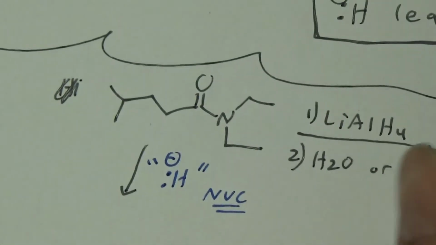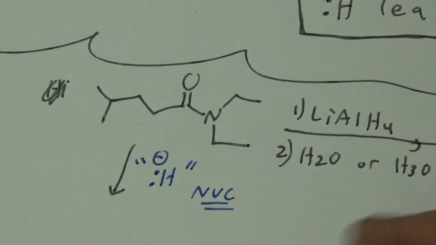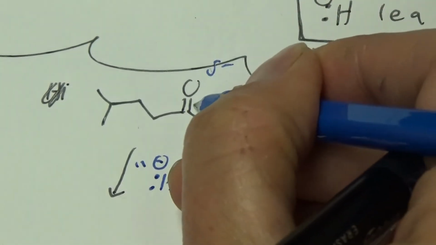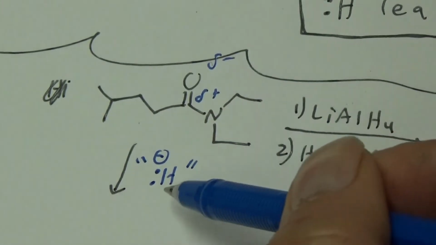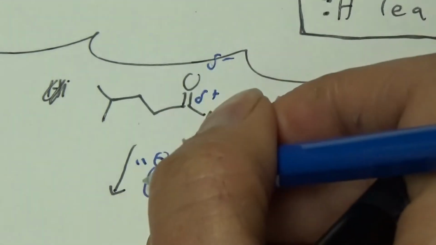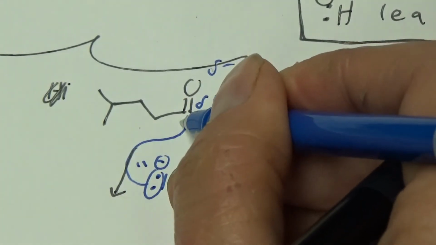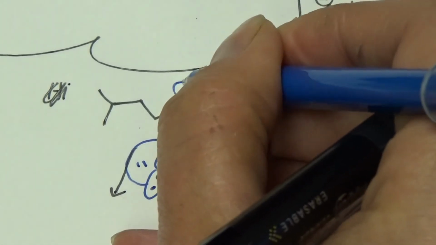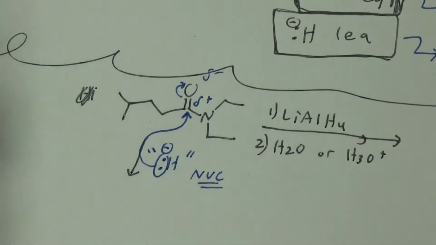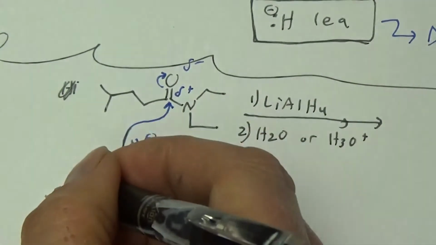And what does nucleophilic hydride do to that amide? Well, it attacks it. Where's it going to attack it? Delta minus, delta plus. Yeah, the negative attacks the plus, right? So it does what we did for esters also. It attacks and electrons go up. Nothing crazy, it's the same as esters so far, right?